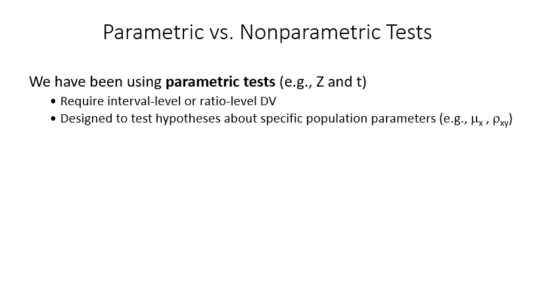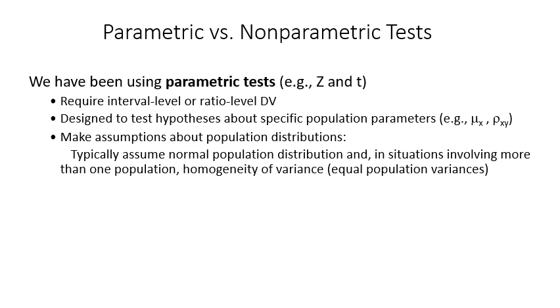The requirements for parametric tests are that you need interval or ratio level data, and they're designed to test hypotheses about a specific population parameter like the mean or the correlation. And the big thing is that all the parametric tests, and actually all nonparametric tests as well, but all statistics tests have assumptions. The parametric tests have some pretty specific assumptions that you need to meet in order to do the test.